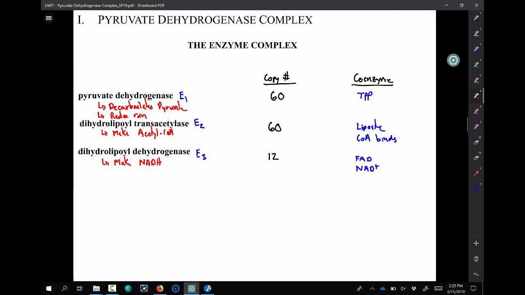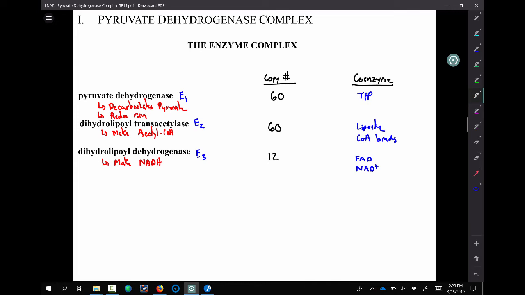Here's what I would say. It will function to a point, but it will stop. For instance, pyruvate dehydrogenase alone could decarboxylate pyruvate but could not carry out the redox reaction because it needs a coenzyme from E2 to carry out the redox reaction. So they can do parts of the function, but they couldn't do the full thing.